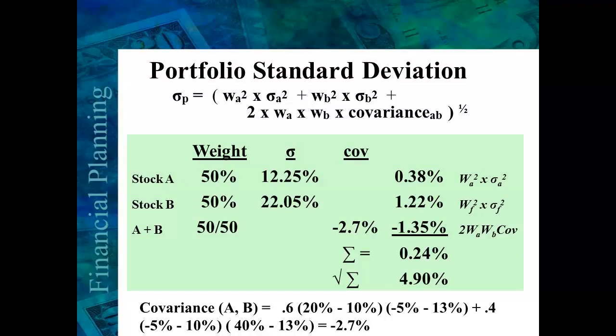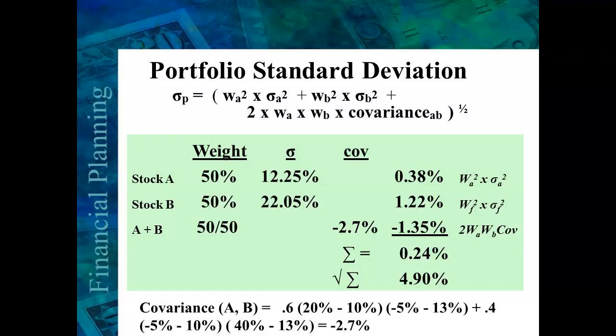The second component is 40% or 0.4 times minus 5% minus the 10% expected return times 40% minus the 13% expected return, or 0.0162. Adding those two scenario numbers together gives you a covariance of minus 2.7%.